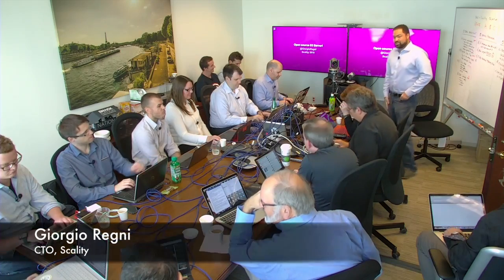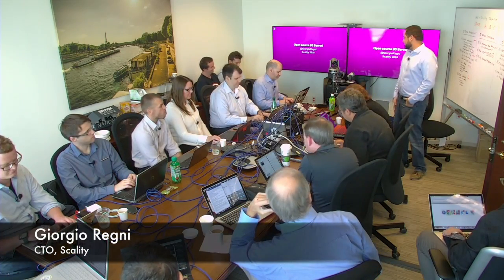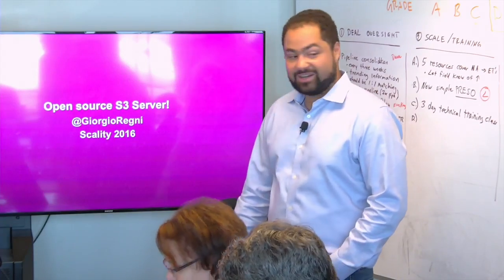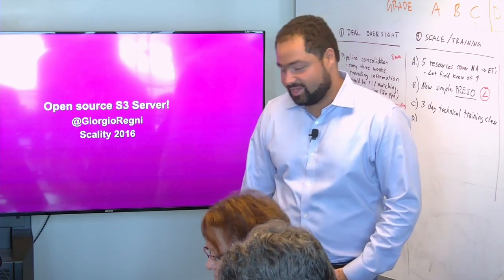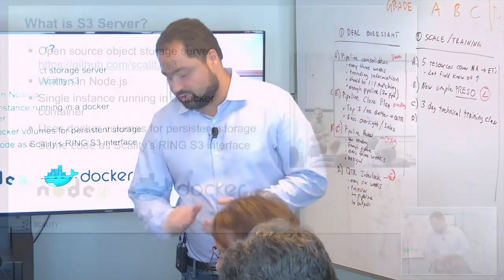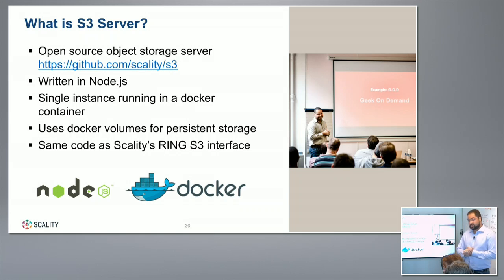So, hello, I'm Giorgio Eni, the CTO and one of the founders of Scality, and we're going to talk about our open source S3 server. It's actually the same code that we use for the Scality Ring S3 connector, that's isolated and open source, as we welcome contributions from other people to add features to the S3 API or maybe add different backends. So it actually needs a backend for metadata, so the buckets.